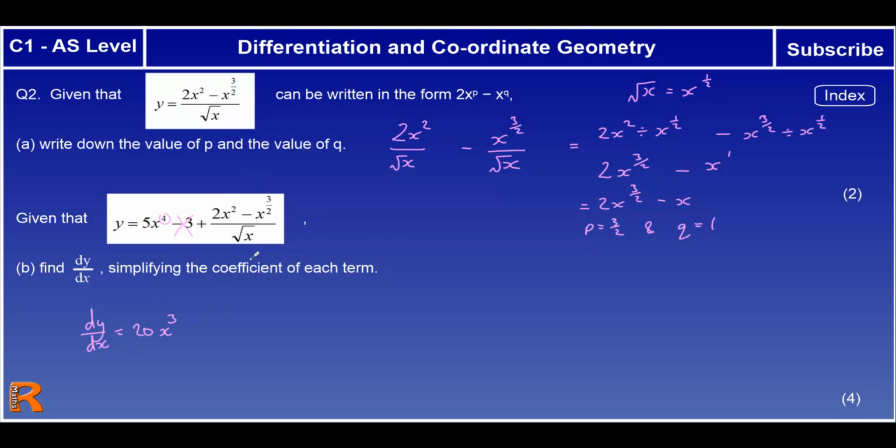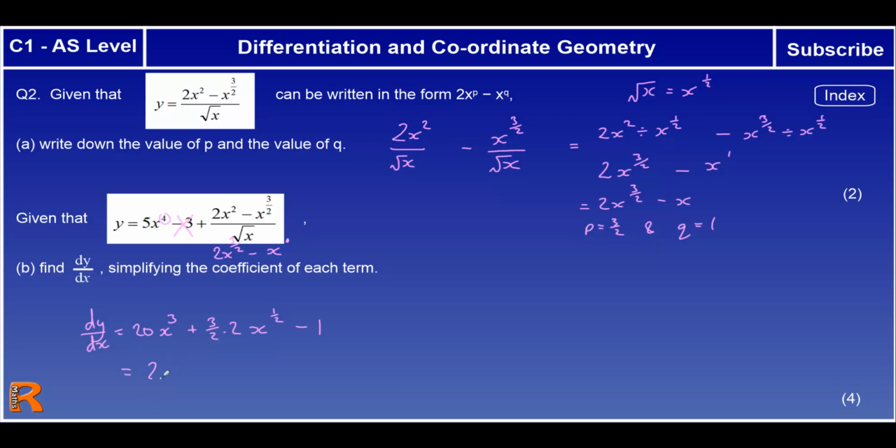And this bit here is the same as 2x to the 3 upon 2 minus x. So the differential of this, we times by the 3 over 2, so it's going to be 3 over 2 times 2. I'll actually write that down. And then we're going to take 1 off the power, so 1 off 1 1/2 is just a half. And then x to the power of 1, we take 1 off that, makes 0, so that's just x to 0, which is the number 1.